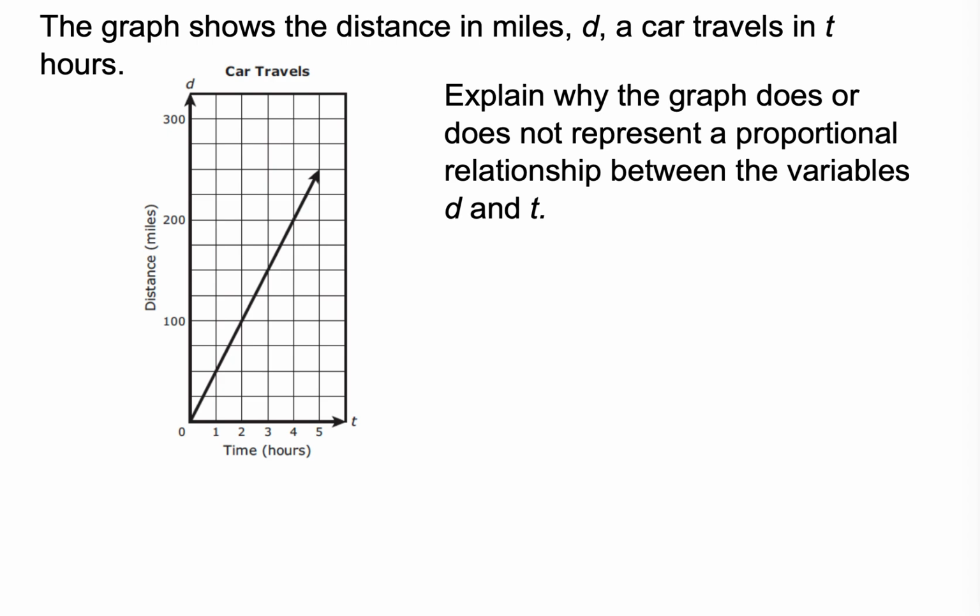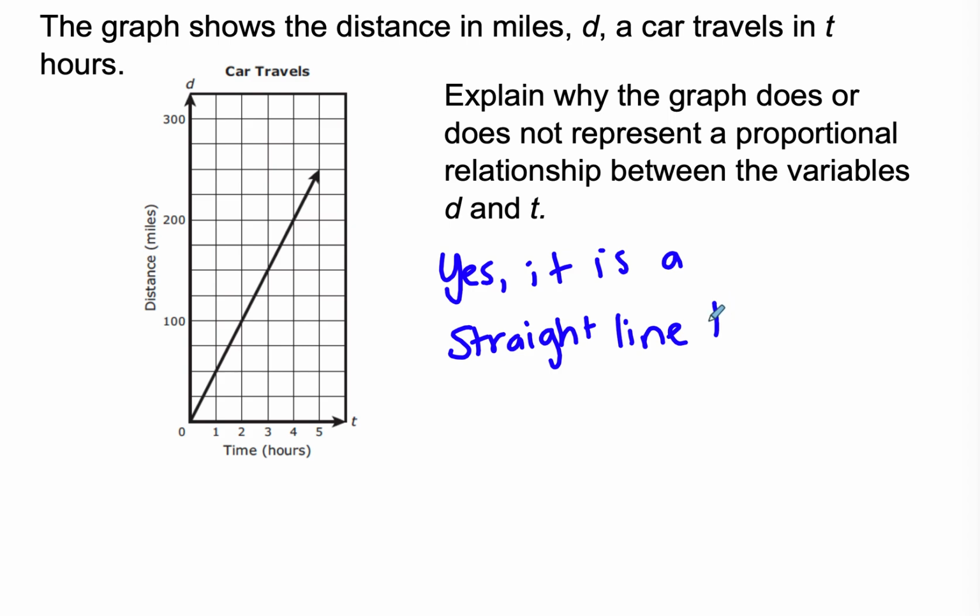Okay, let's check it. We said for proportional relationships in a graph, it needs to be a straight line, and goes through 0, 0, and that's true for this. So yes, it is a straight line through 0, 0.